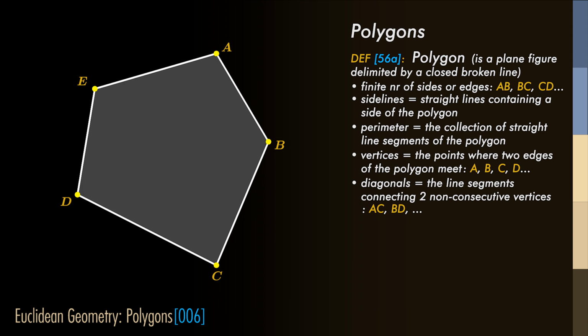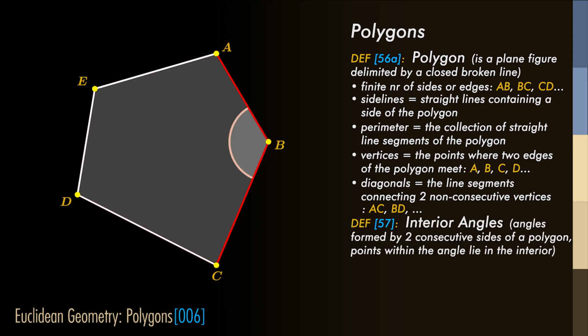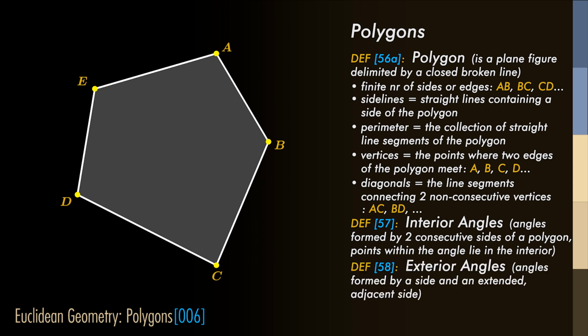We can define two types of angles in relation to a polygon. The most obvious one are the interior angles, or simply the angles of the polygon. They are the angles formed by two consecutive sides of a polygon and have as condition that points within the angle must be located in the interior of the polygon. That was the obvious one. But every polygon also has exterior angles. They are angles formed by a side of the polygon and the line extended from an adjacent side.